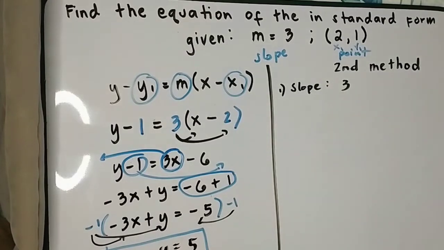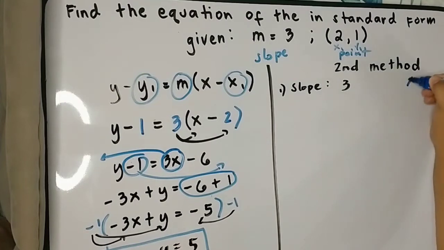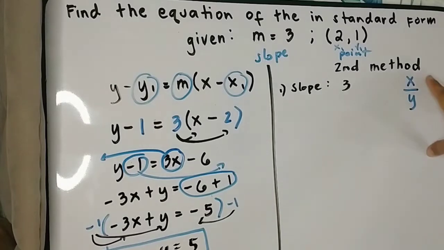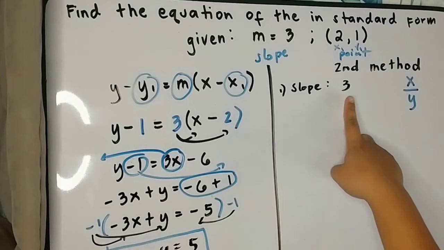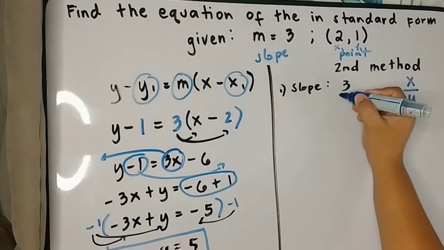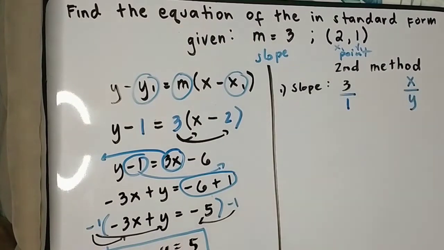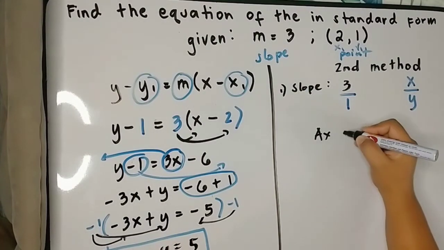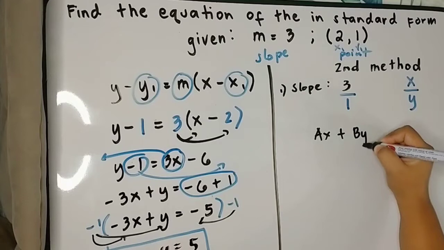Okay? Now, sa slope kasi, pag given si slope, that is x over y. Ibig sabihin, yung numerator si x, yung denominator si y. So, since yung slope natin ay 3, gawin muna natin siyang fraction. Diba? Ang fraction lang naman ng whole number is magiging ang denominator niya ay 1. So, magiging 3 over 1. Okay? Then, diba, ang standard form is ax plus by equals c.